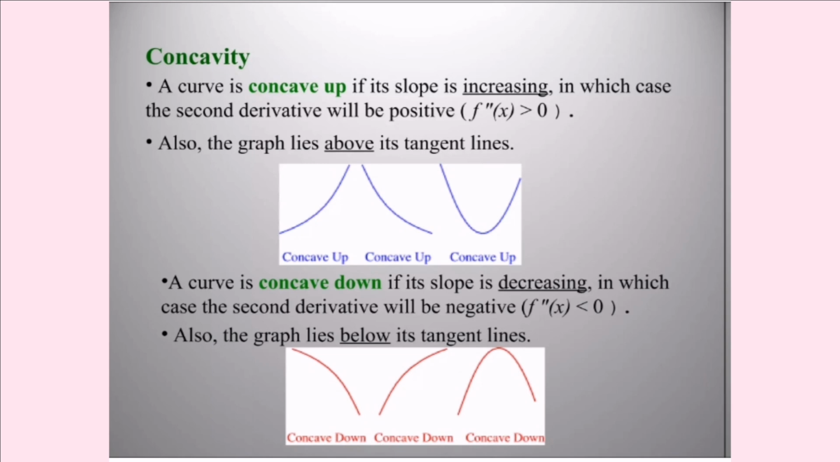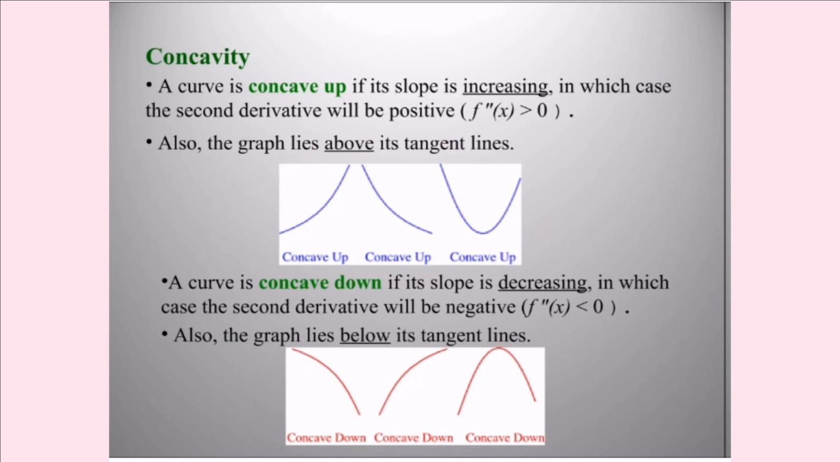Also, the graph lies above its tangent lines. These two in the given picture are the graphs of concave up functions in a particular region. In these graphs, the second derivative will be positive.